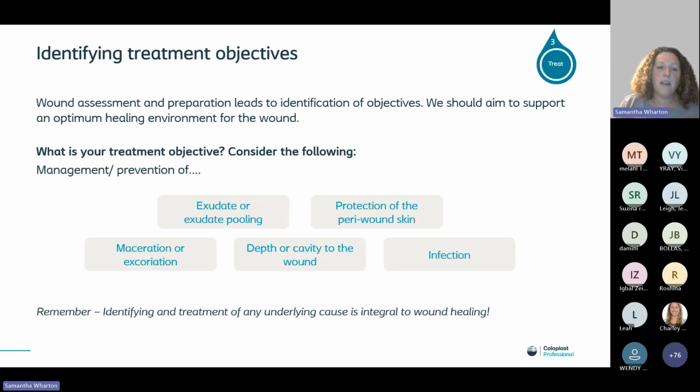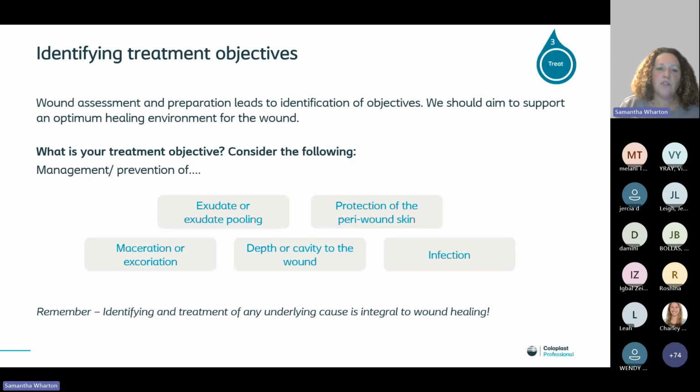So once you've identified and treated that underlying cause, you then need to make sure that you're looking at your management and prevention of what you're trying to achieve as part of those management goals. So if there are exudates present, is there exudate or exudate pooling? How are we going to manage that? What dressing do we need to ensure that that exudate pooling is not going to happen, and that the exudate is managed and not breaking down the peri-wound skin? Do we need to add any protection of the peri-wound skin to ensure that that skin's not going to break down, and again the wound's going to increase in size?